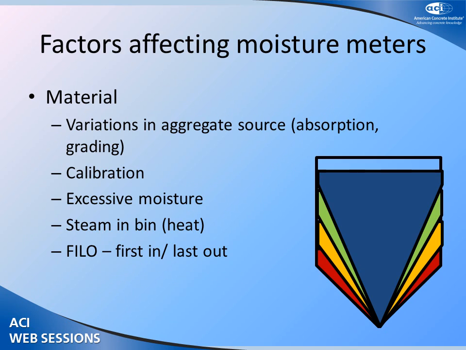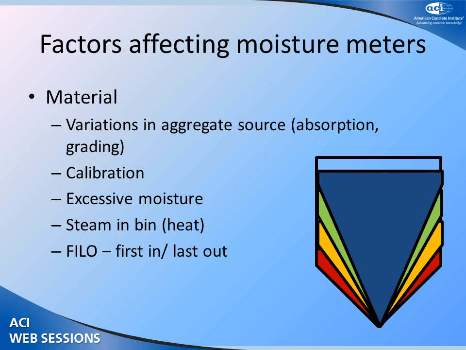Other factors affecting moisture meters, the materials: variations in aggregate source, including absorption and grading. You actually need to calibrate moisture meters for each different aggregate source. Because what we're measuring with the moisture meters is the total moisture and not just the surface moisture, and then we deduct out the absorbed water. So if we've got two different aggregate sources that have differences in absorption, we're going to need to have different calibration curves for those.